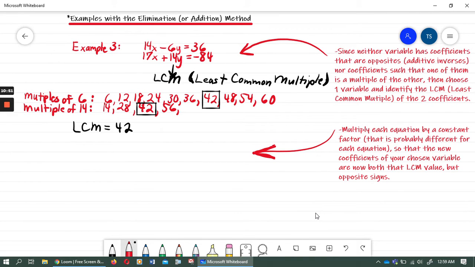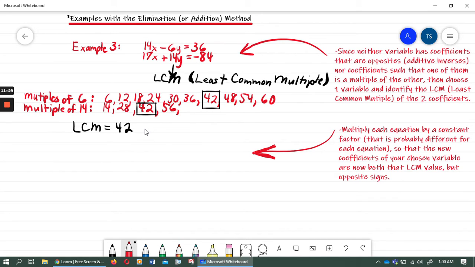Alright, so again guys, we're going to multiply each equation by a constant factor. And that constant factor is more than likely going to be different for each equation. But we're doing this so that those coefficients, that 6 and that 14, can actually match up, and so that they can both be the same value as that LCM that you've identified. Alright, so let's do that.